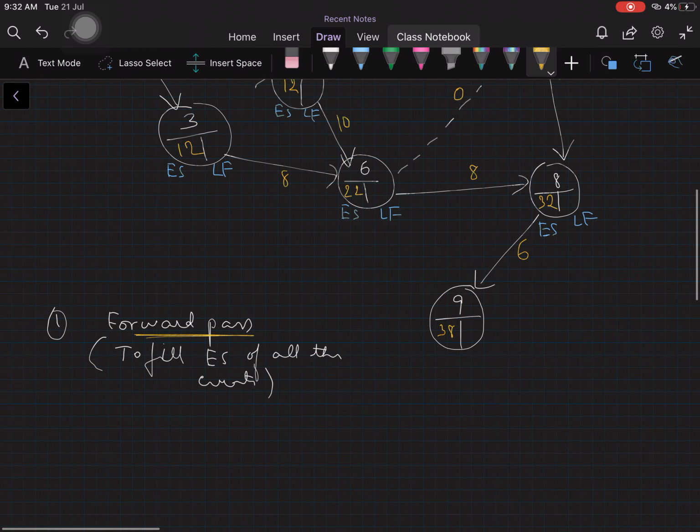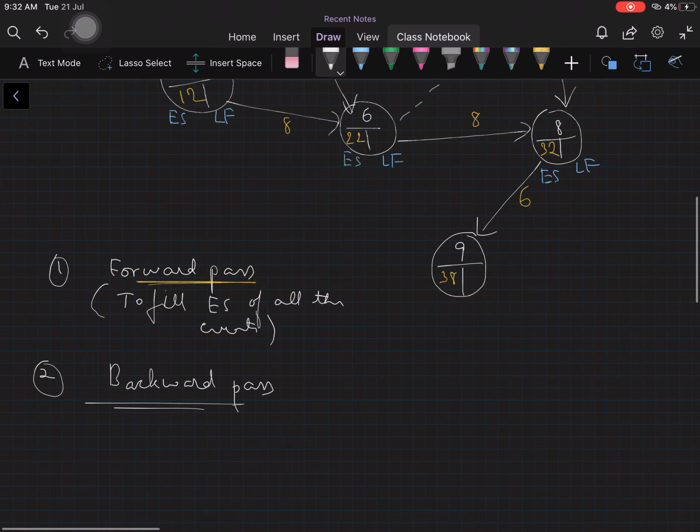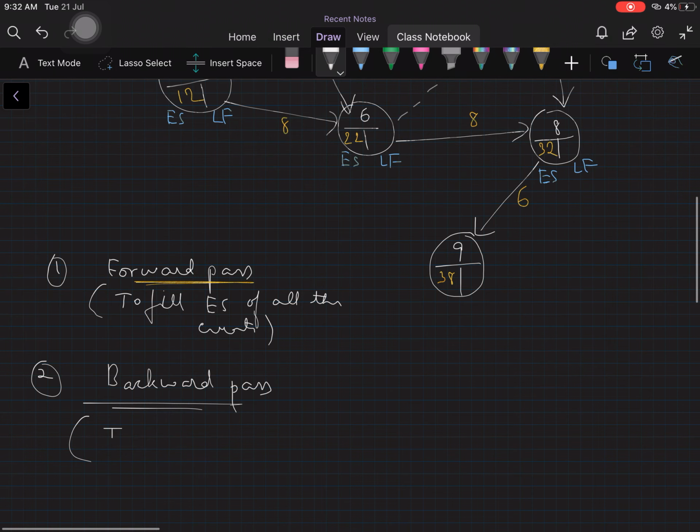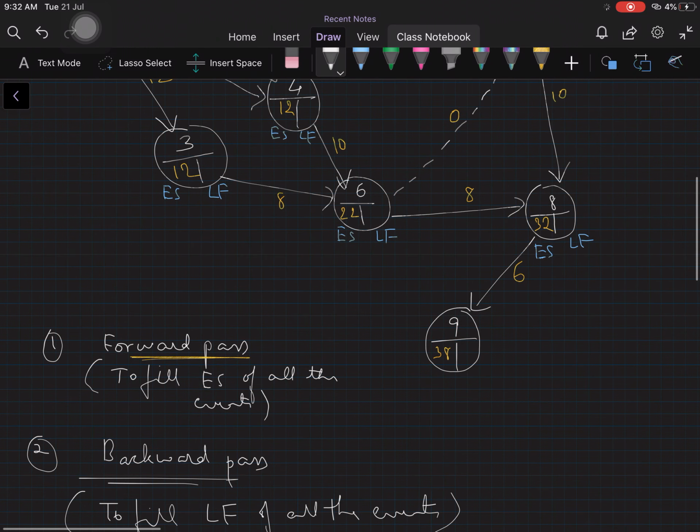Now to fill the late finish of all the activities, we will be applying another procedure called the backward pass. So how does this work? This is to fill the late finish, LF, of all the events. Now let's see how this particular procedure works. This is exactly the opposite of the forward pass.